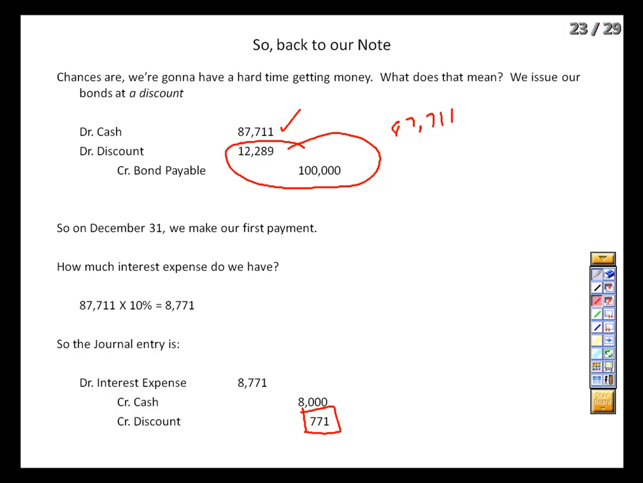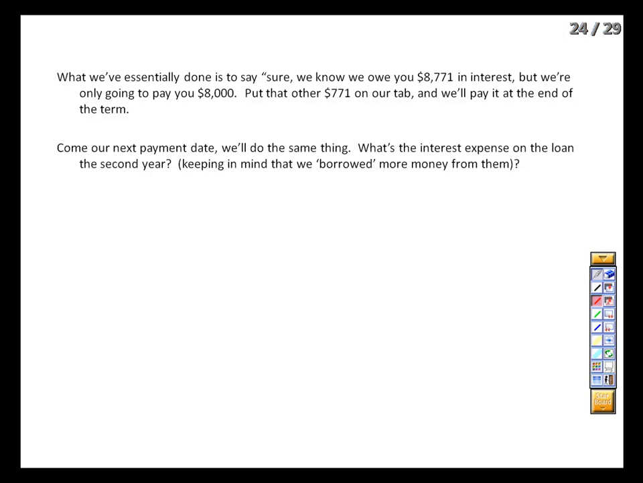Why do we do this? Well, what happened here? We calculated our interest expense as being $8,771. In our heart of hearts, we know that to be true, because we borrowed $87,711 from them when the market interest rate was 10%. There is no getting around the fact that if you borrow $87,000 at 10%, you're going to be owing $8,700 in interest. However, despite knowing this in our heart of hearts, we still only paid them $8,000. They said, "Give me $8,771," and we said, "No, here's $8,000 instead." And what did they say?